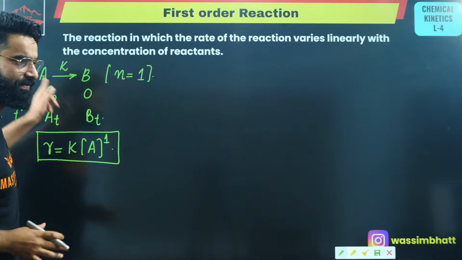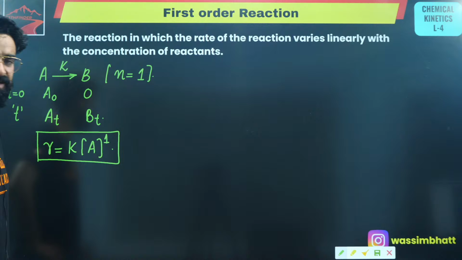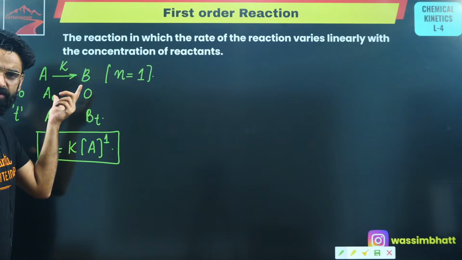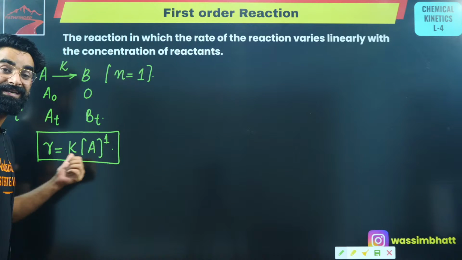For the given reaction A gives B, as simple as that. Understand properly what I'm going to do. First of all, I know the order of reaction is 1. Therefore, this is how I'll be writing its rate law.